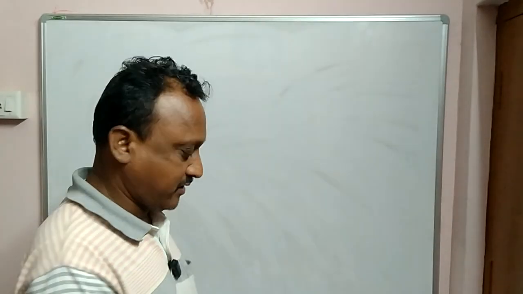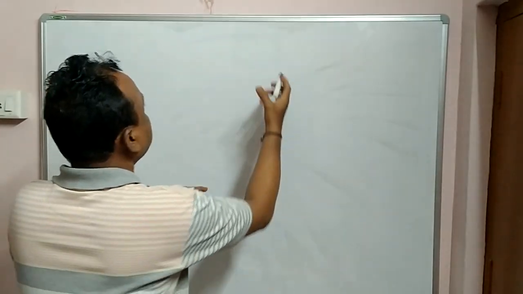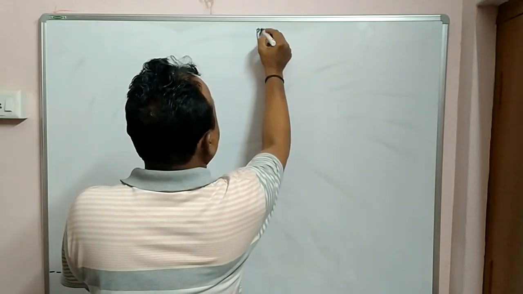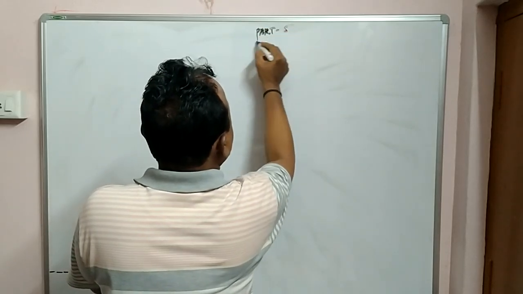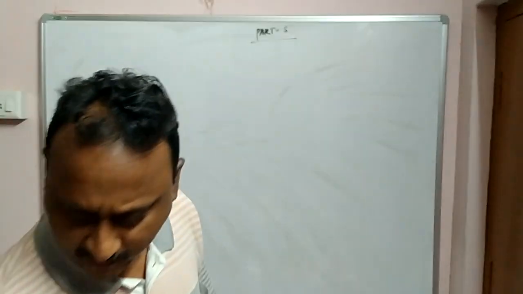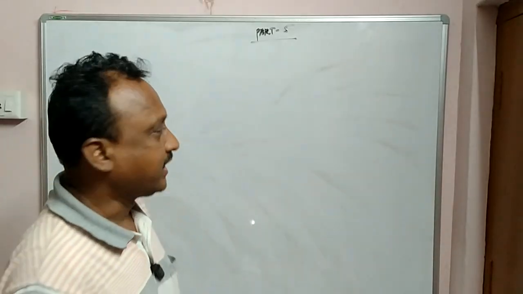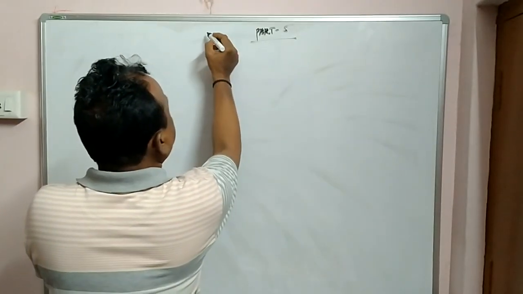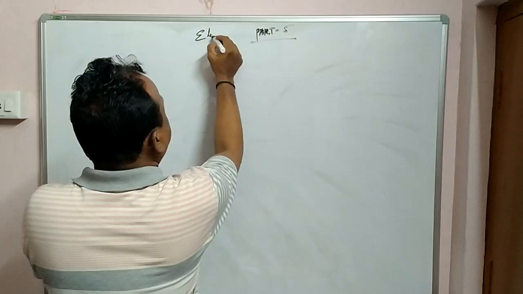Hi friends, in electrostatics we have completed up to 4 parts. Now we are left with the last part of electrostatics, part 5. Let us complete this small one that is left over.